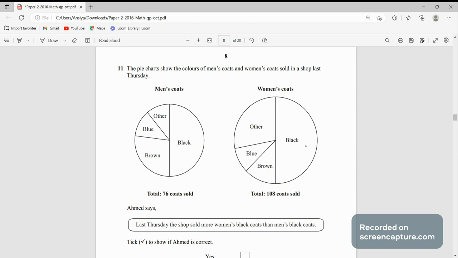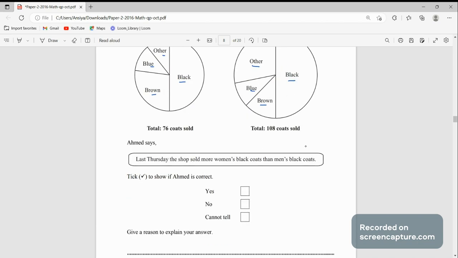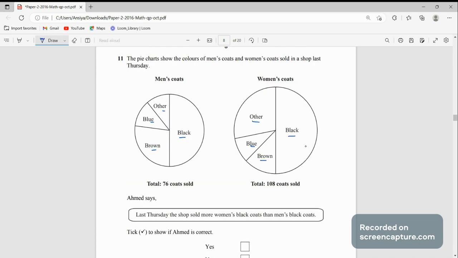Now, the pie chart shows the colors of men's coats and women's coats sold in a shop last Thursday. Men's coats, black color more. You can see black color is more, and then brown, then blue, then other colors. Women's coats, again black more. Here, other colors more, and then brown, and then blue. Okay. So one more piece of data is given. Total 76 coats sold for men, and for women it's total 108 coats sold.